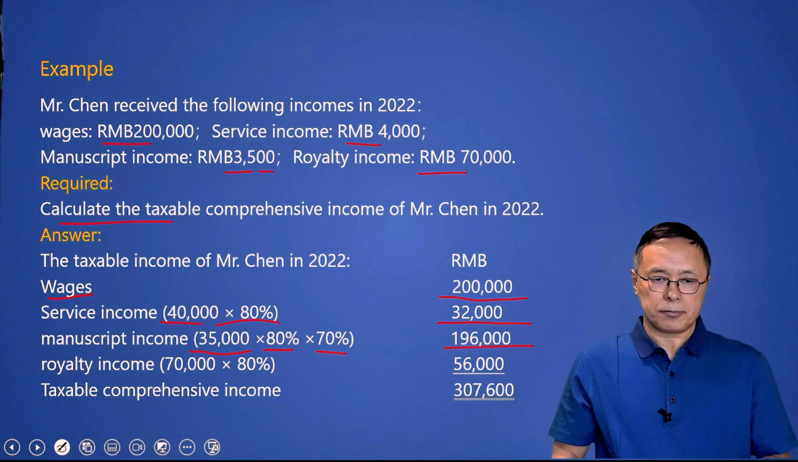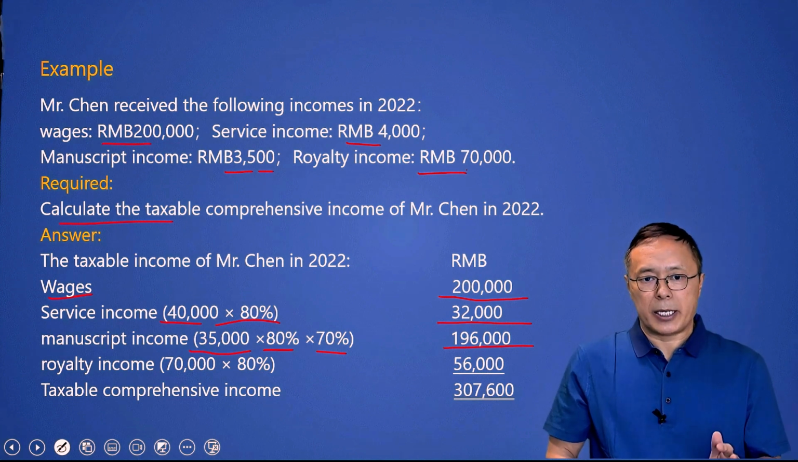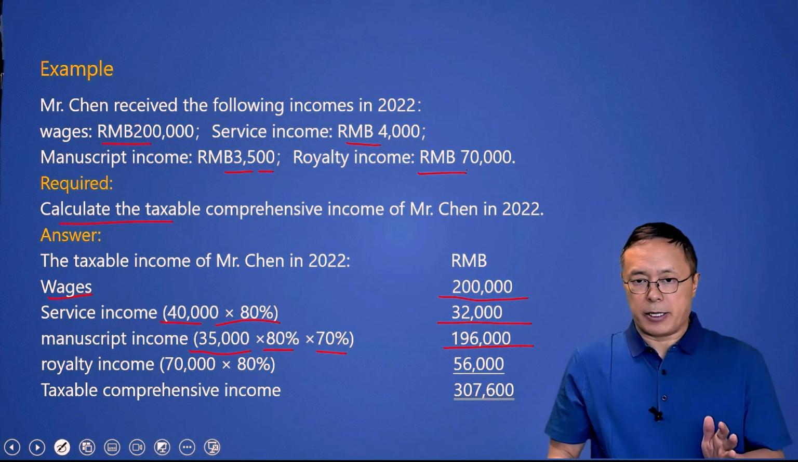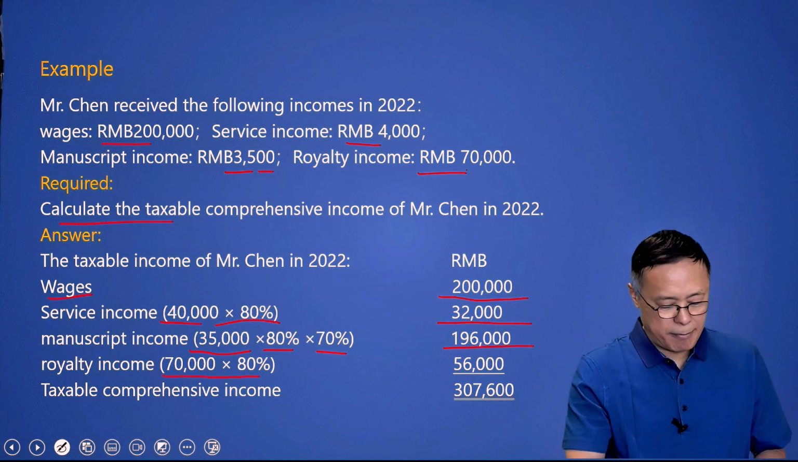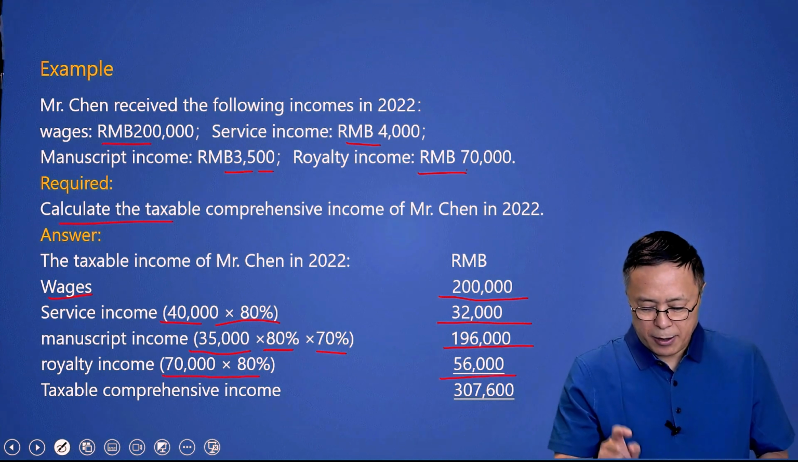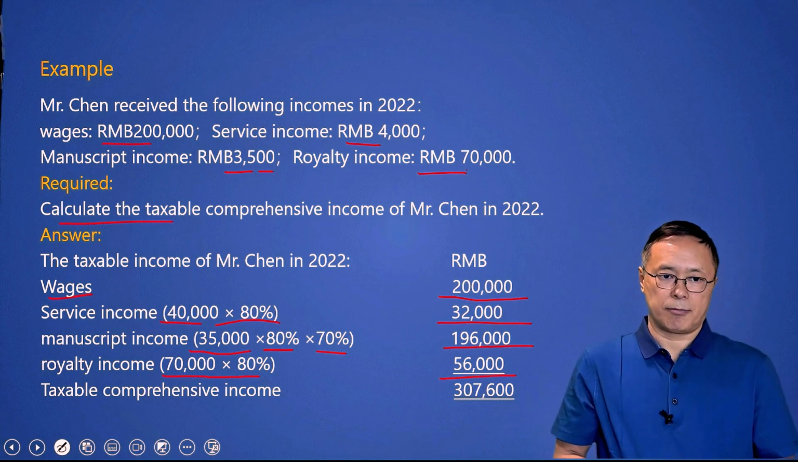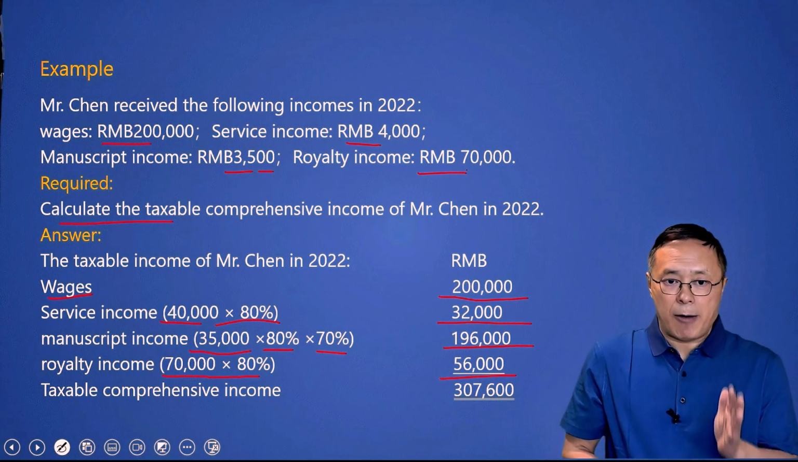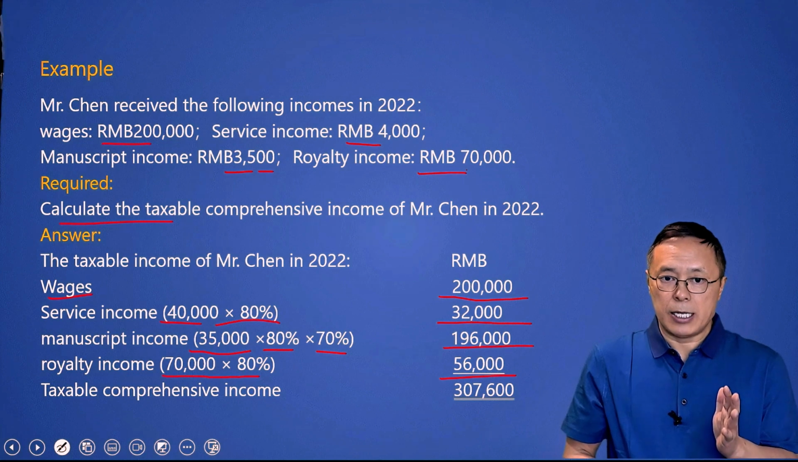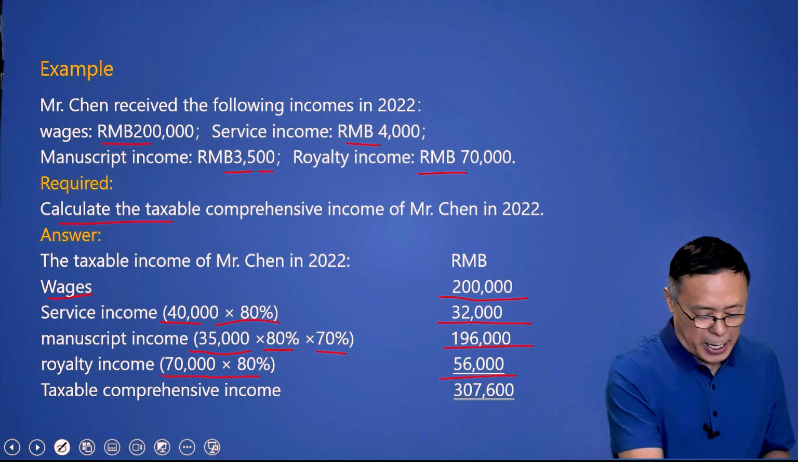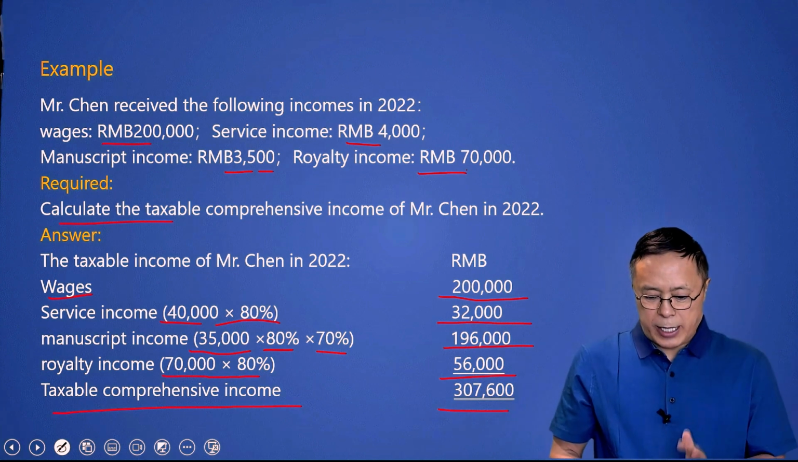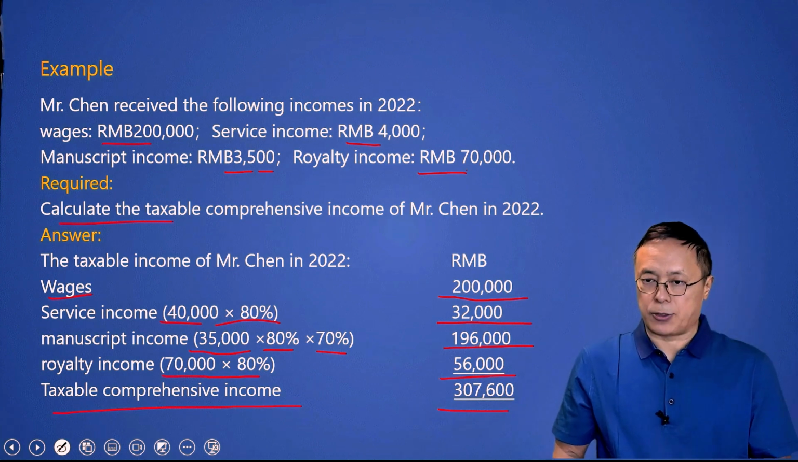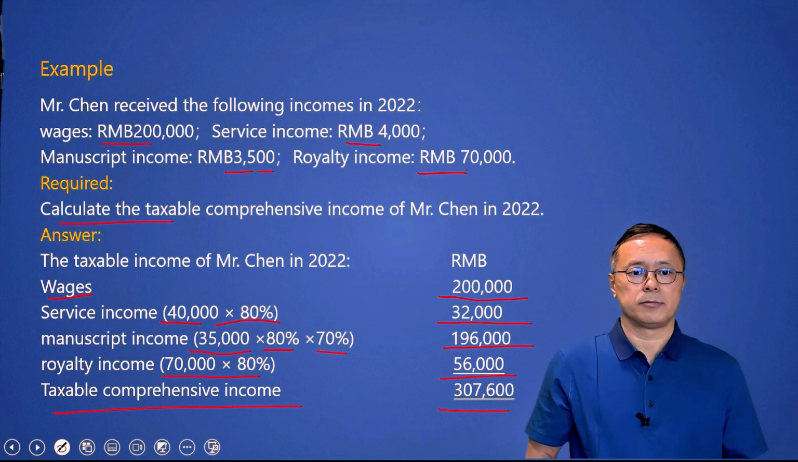196,000. Royalty income allows for a 20% deduction. So the full amount 70,000 times 80%. Net income is 56,000. Add up the above four items, so the total annual taxable comprehensive income is 307,600.